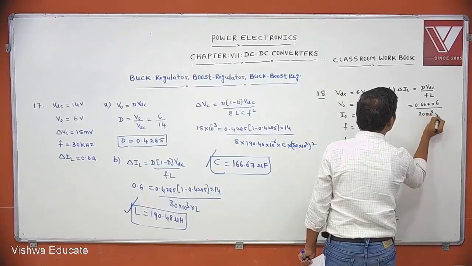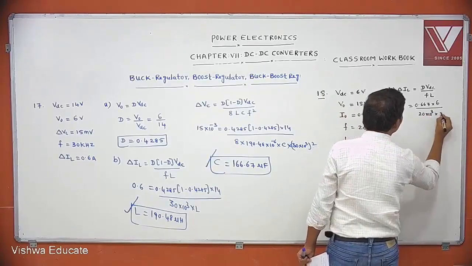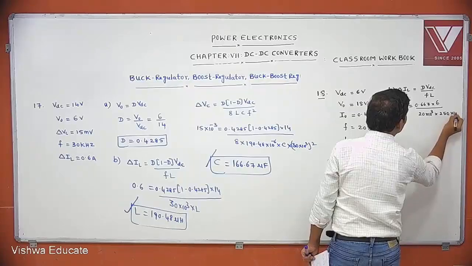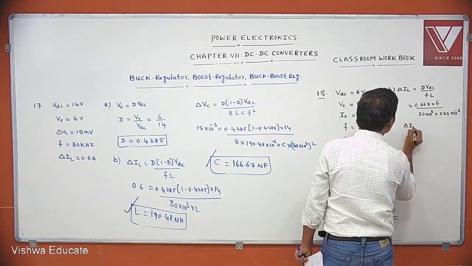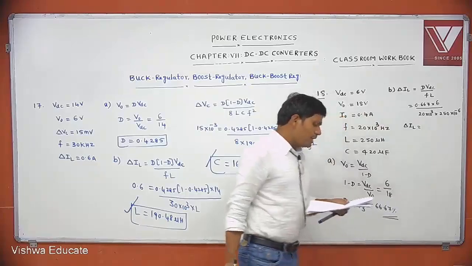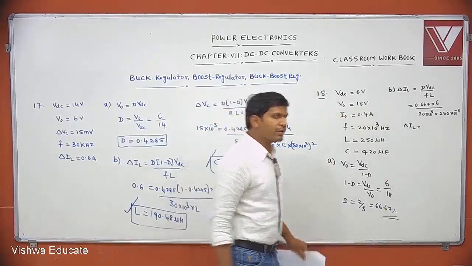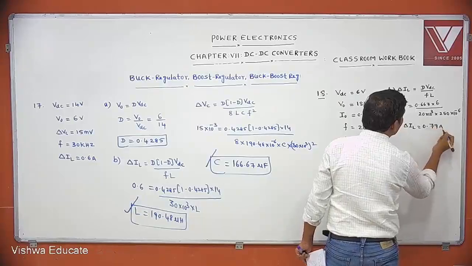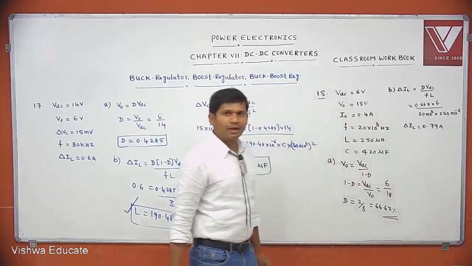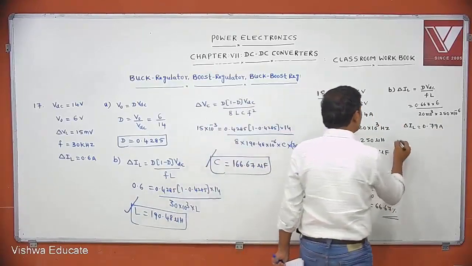20 into 10 cube. The inductance is given as 250 microhenry, 250 into 10 power minus 6. Then you calculate the peak to peak inductor ripple current. By simplifying that we can get 0.79 ampere. You do this, do the calculation. Okay, 0.79 ampere.